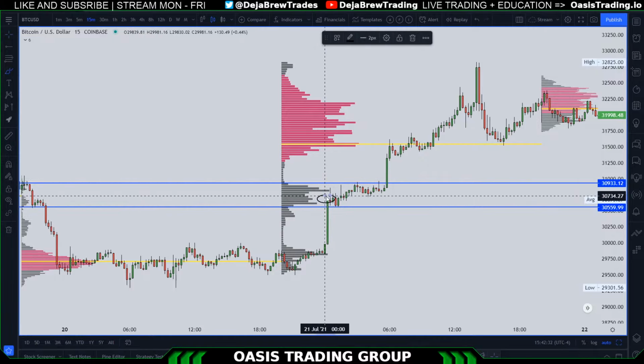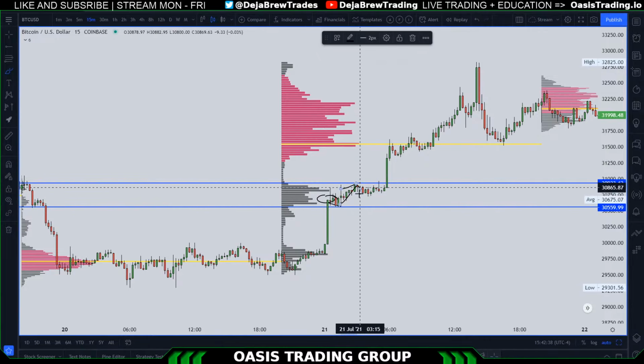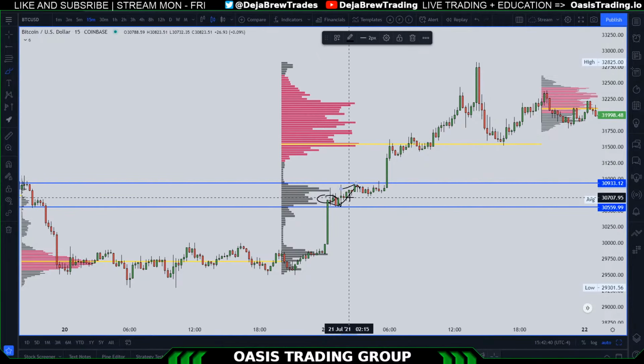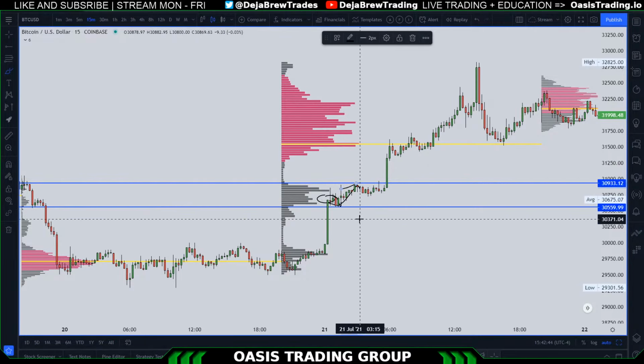You popped up inside of it, came back to retest it, and then popped back, and your 80% trade was fulfilled. So this would be like a scalp, because the value area is so small, that would only be like a scalp trade.